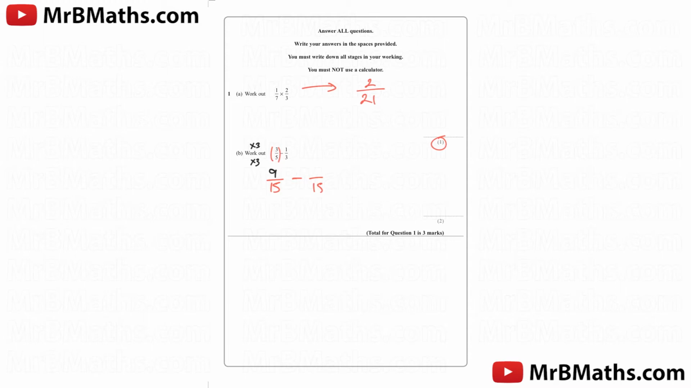Then we do the same here. So then we look at 3, and what do we times that by to get to 15? Well, that was times 5. So therefore we do 1 times 5, which is 5, and of course 3 times 5 is 15. Once we've got them to the same base, as you can see here, we can then just do 9 take away 5, which is 4. So we end up with 4 over 15.